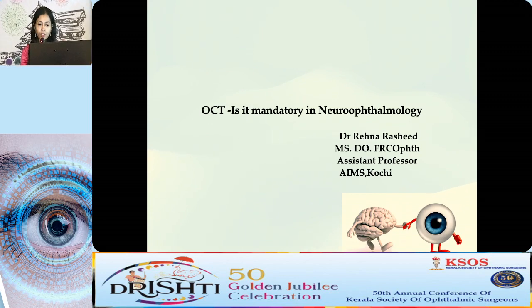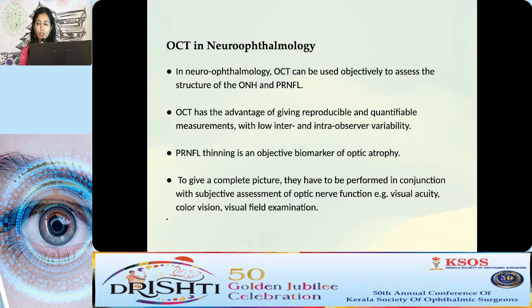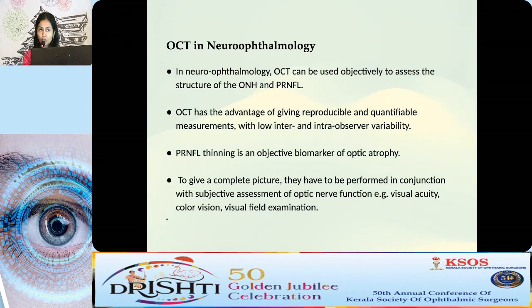OCT, is it mandatory in neuroophthalmology? So in neuroophthalmology, OCT can be used objectively to assess the structure of the optic nerve head and peripapillary retinal nerve fiber layer. The peripapillary retinal nerve fiber layer is actually the axons of the ganglion cells. It has the advantage of giving reproducible and quantifiable measurements.